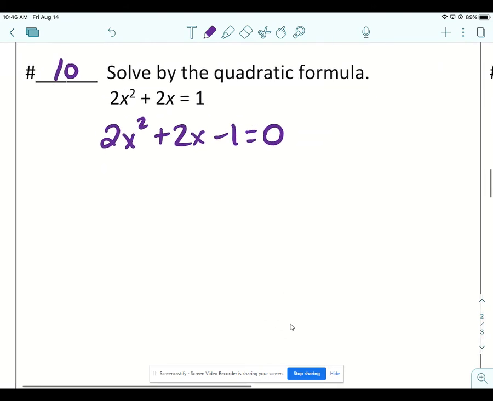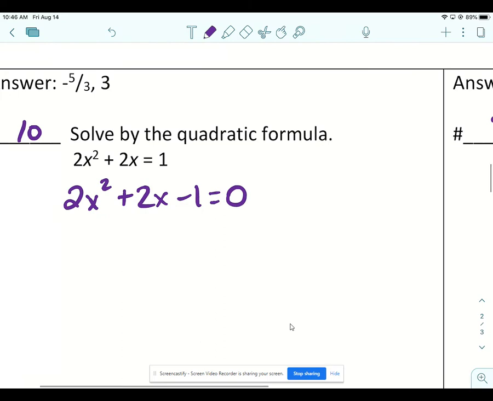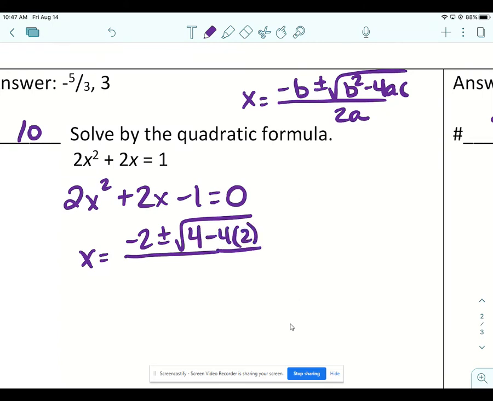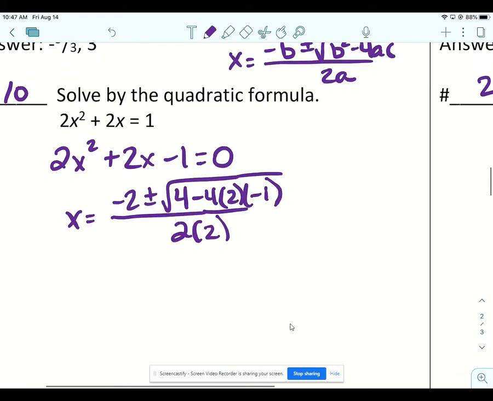Okay, then we're going to use the quadratic formula, so you are going to need to have it memorized definitely by the end of this week, by Wednesday or Thursday for your test. So x equals the opposite of b, plus or minus the square root of b squared minus 4ac, divided by 2a. Okay, so in this case, b is 2, so the opposite of 2 is negative 2. Plus or minus the square root, b squared is 4, so 2 squared is 4, minus 4 times a, which is 2, times c, which is negative 1, over 2 times a.